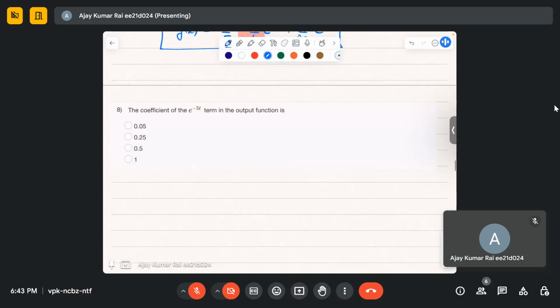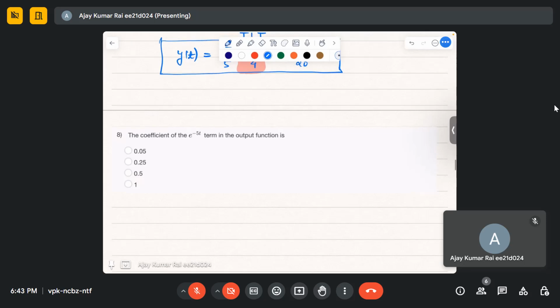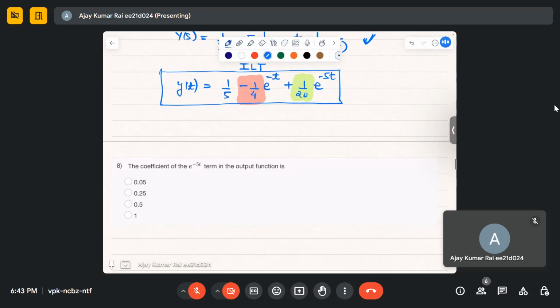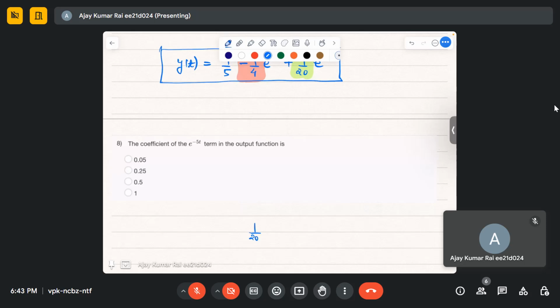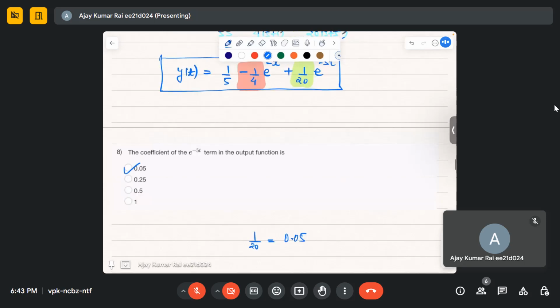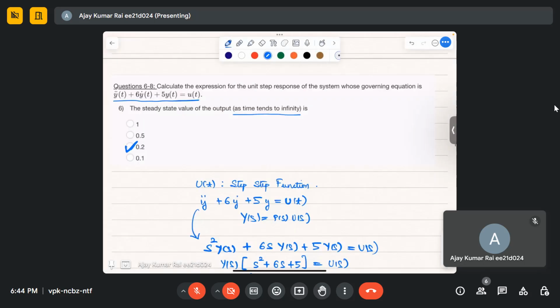Again, this eighth question is a follow-up question. The coefficient of e raised to power minus 5t term in the output function is? So what is the coefficient? 0.05, which is 1 by 20, right? Which is 0.05. You can calculate that. It's very simple, the coefficient of e raised to power minus 5t. I hope there is no question in 6th, 7th, and 8th. Very simple.